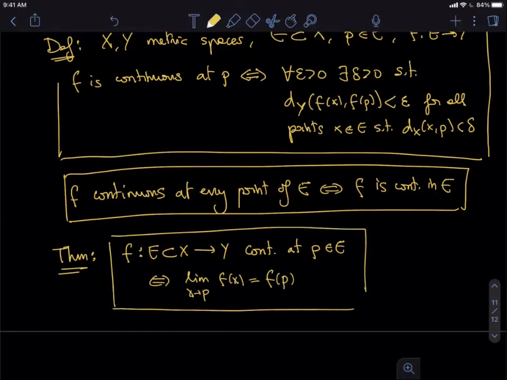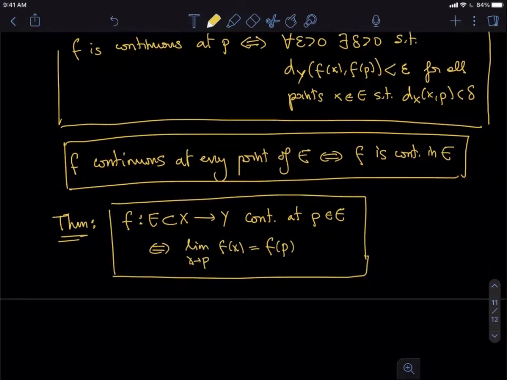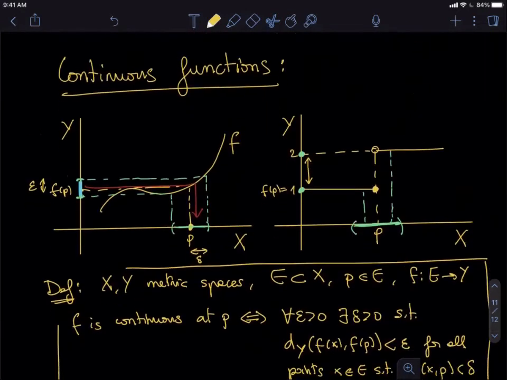Okay, so this is saying that if a function is continuous, let's look back at the picture. If x tends to P, then the image of x, f of x, tends to the image of P. We see that on the picture. We could do it from farther away. So this would be our f of x, and it would converge to f of P.